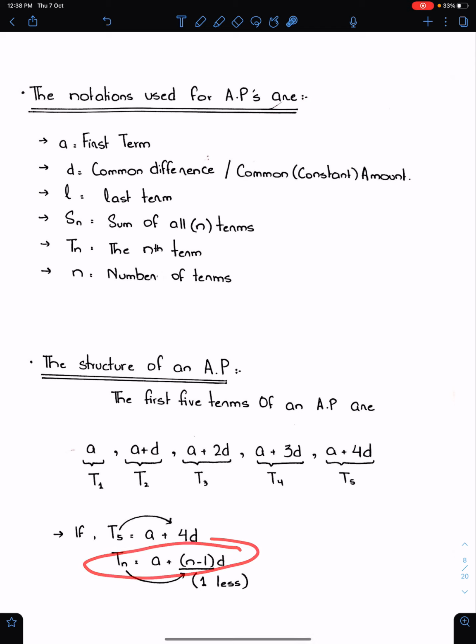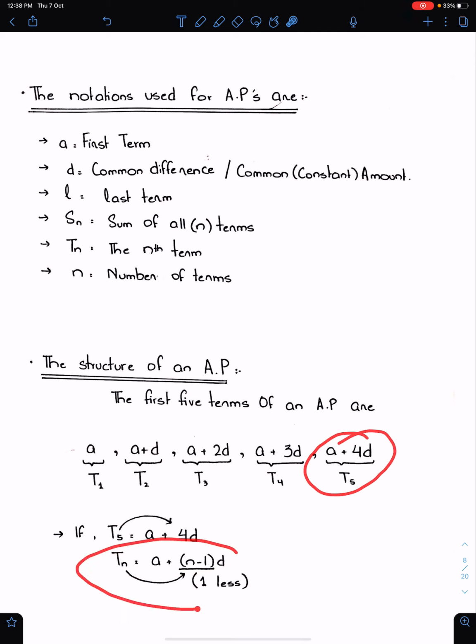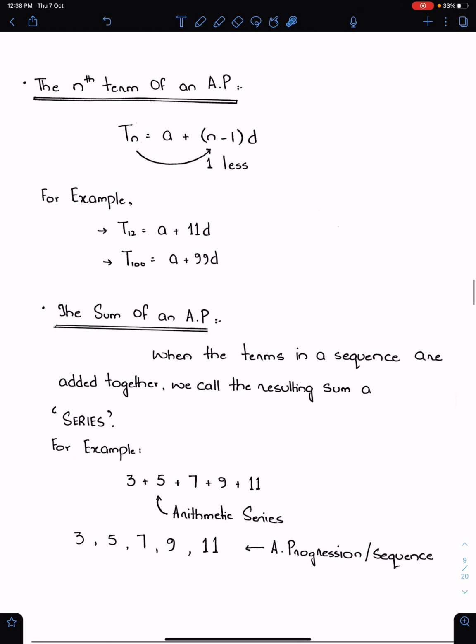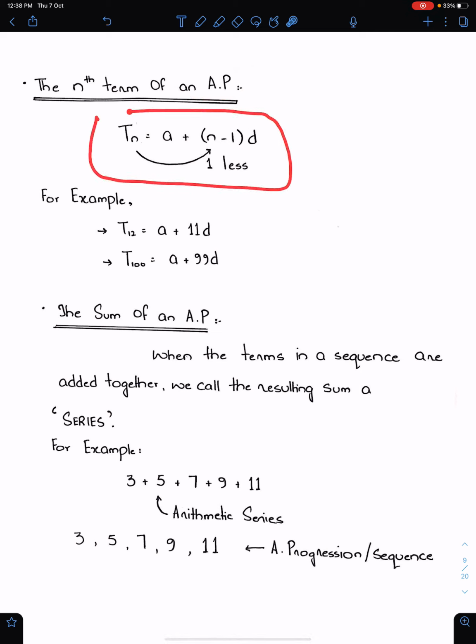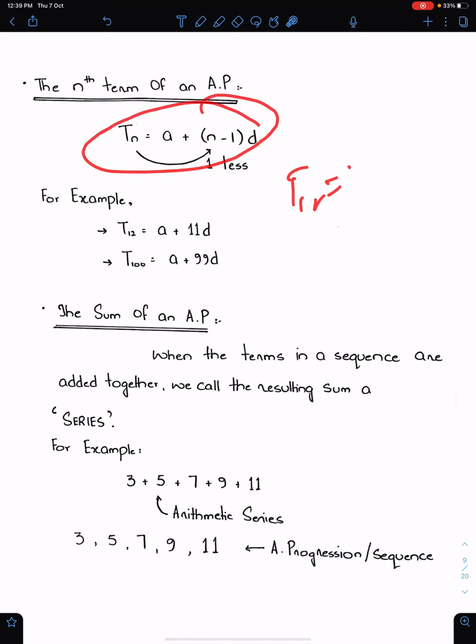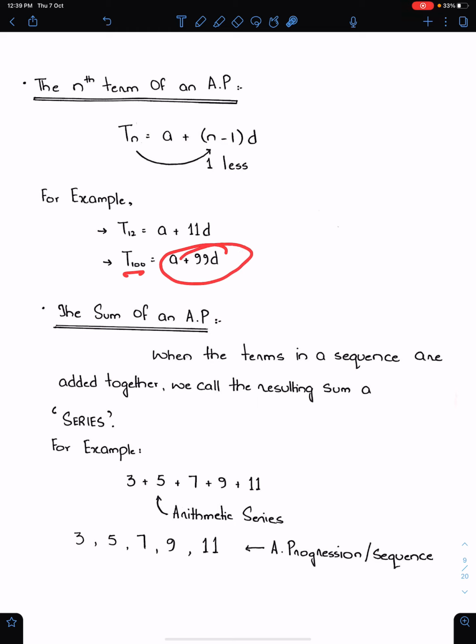So with the help of this structure we can form the nth term formula of AP. The formula is Tn equals A plus n minus 1 D. The nth term of an AP, this is the formula for the nth term of an AP. If we need the 12th term, then according to this formula, this should be A plus 11D. If we need T100, A plus 99D.